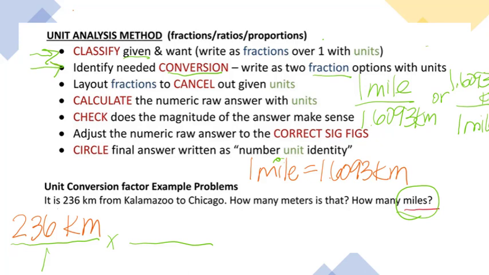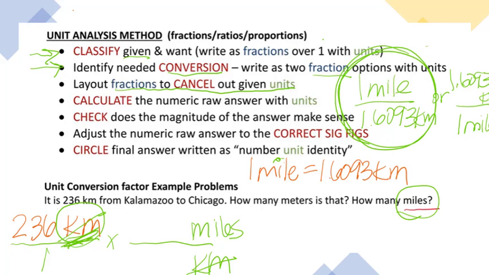Which one do we need so that our fractions will cancel out our given units? I've got kilometers. So what do I want? I want miles. What have I got? I've got kilometers, right? We need kilometers and kilometers to be diagonal from one another. So I need the unit conversion here that has kilometers on the bottom.